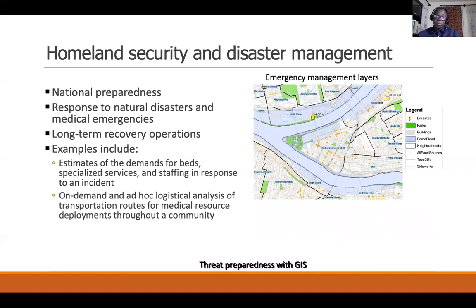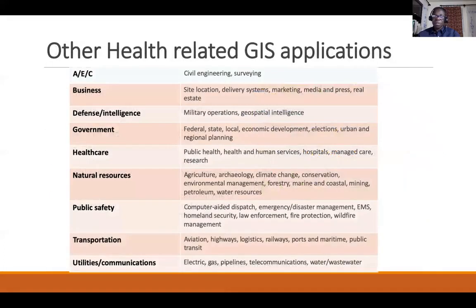Recently, GIS is being used for homeland security and disaster management issues. Real-time system for reporting, early detection of syndromic surveillance, efficient tracking mechanism, scenarios to prepare for threats and emergencies. These are all being used as we speak. And we are going to look at some of those and how we can apply them in our public health practices.